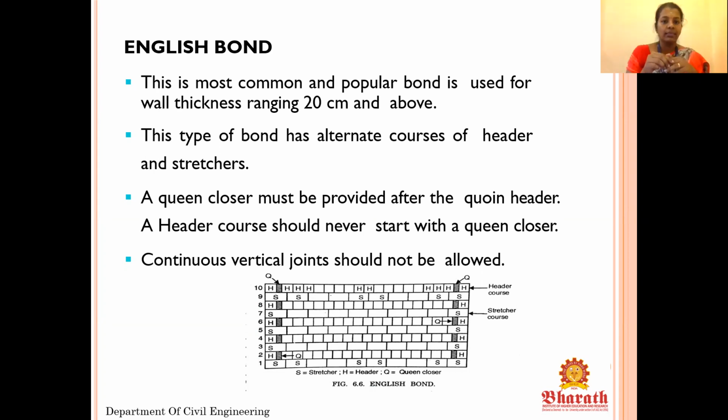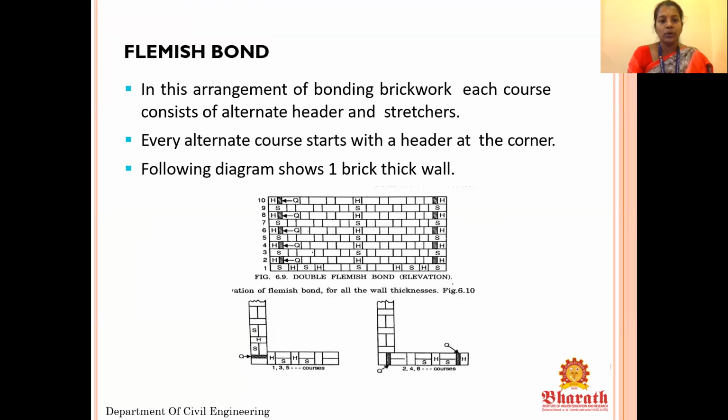So English bond is nothing but one complete row of headers. Again, the next row, that second row, will be of stretchers. Again header, stretcher. But a header course should never start with a queen closer. So a queen closer must be provided after the queen header only. So continuous vertical joints should not be allowed in the English bond.